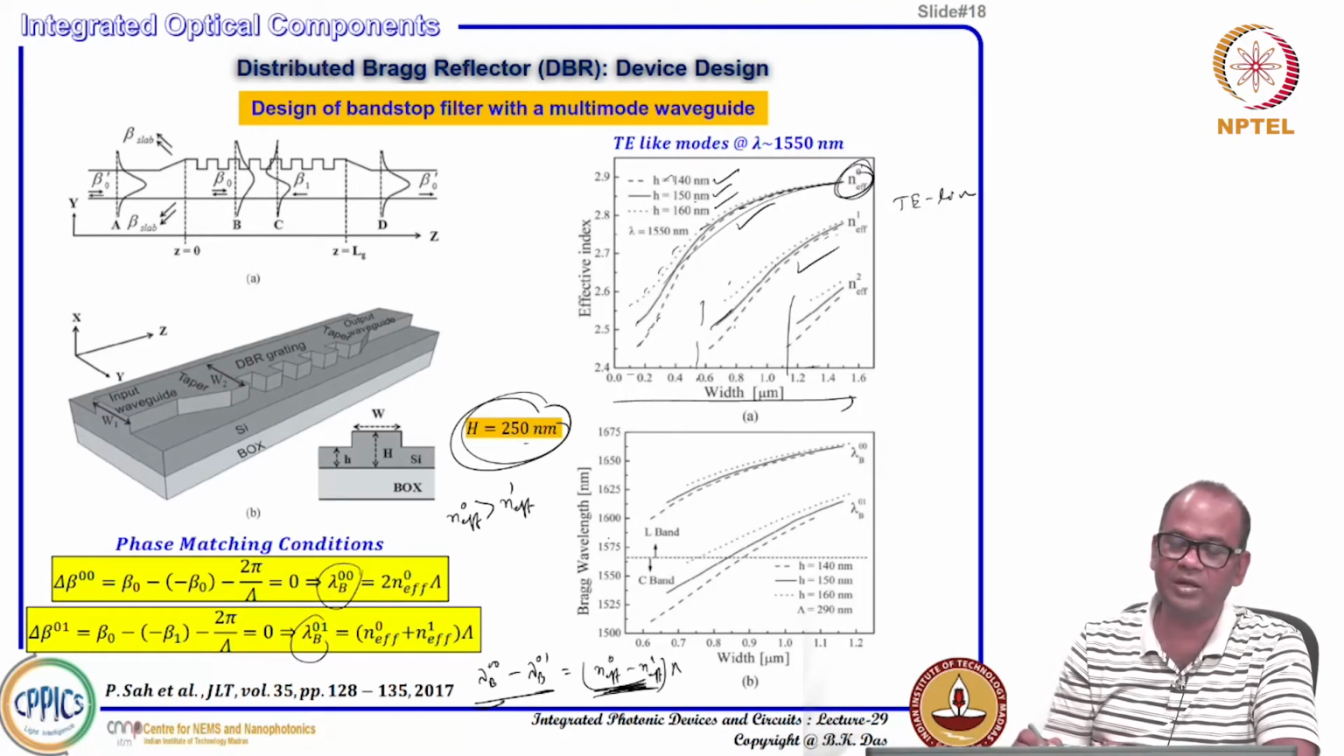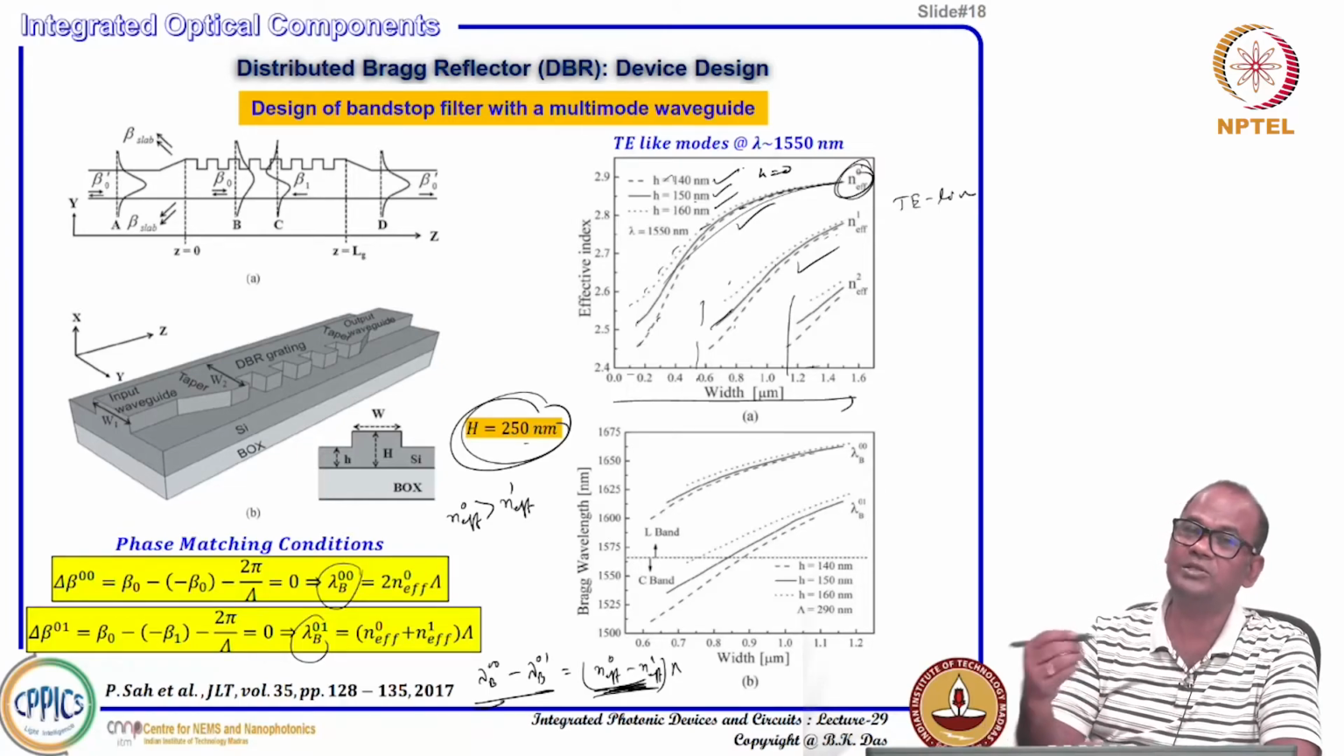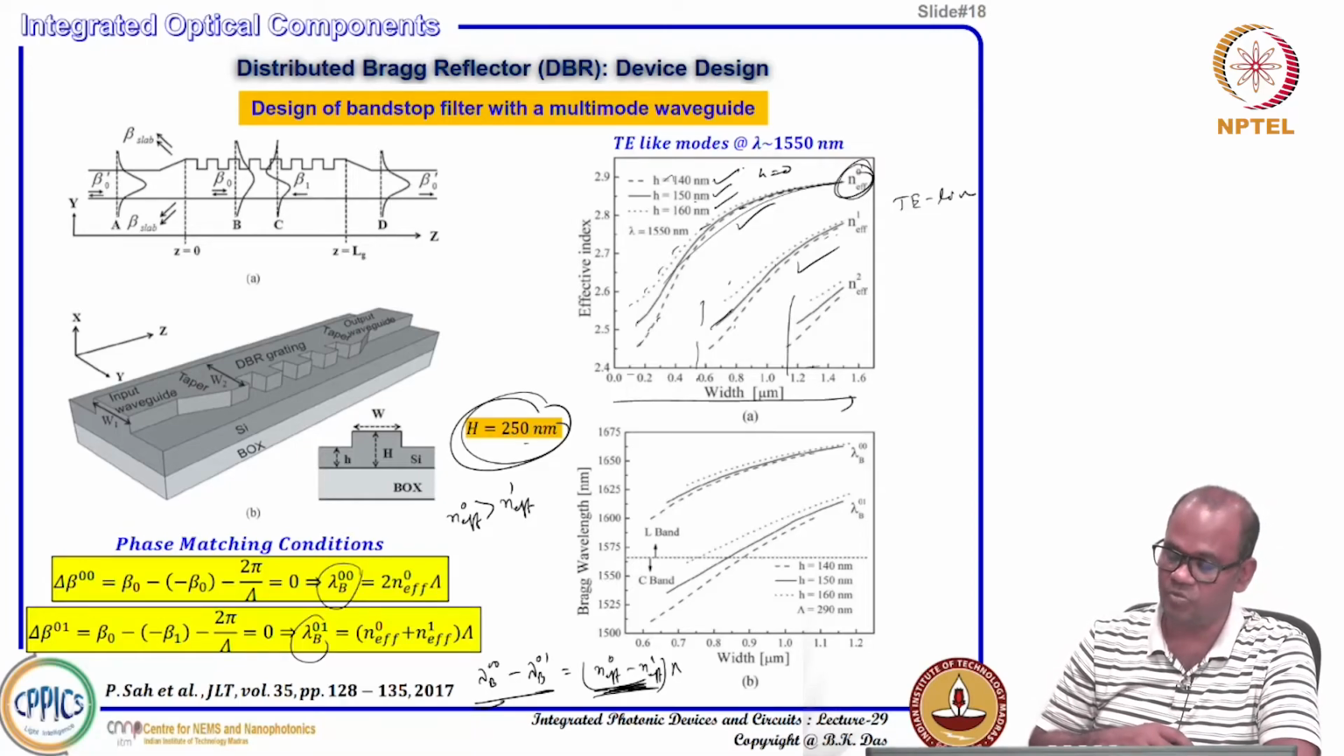If you change the slab height dramatically, suppose h equal to 0, then you can see that TM modes also will come into the picture, not only the TE-like mode.